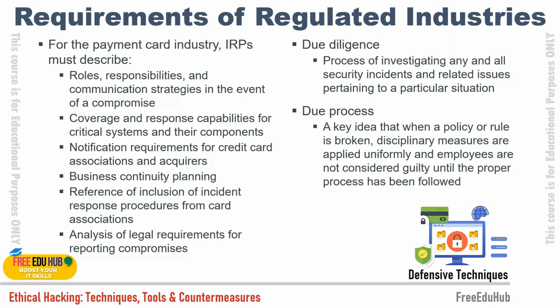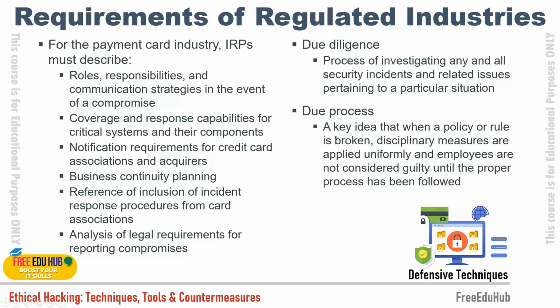Due process is a key idea that when a policy or a rule is broken, disciplinary measures are applied uniformly and the employees are not considered guilty until the proper process has been followed. So everyone is liable and bound to follow the terms and conditions, which are the rules, regulations and policies of the company, and they'll take disciplinary action based on the policies they have, just to make sure that the proper process has been followed.